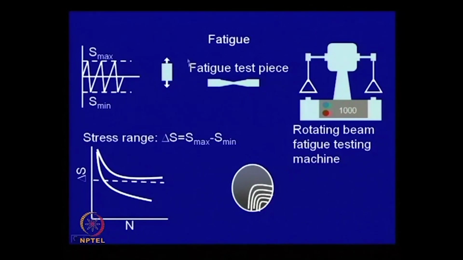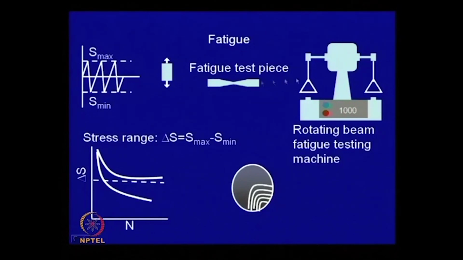And to find out the resistance to fatigue, such cyclic loading, the simplest test is the rotating beam fatigue testing, and machines are available for it, which is schematically shown here. There is a motor on which a standard test piece is mounted. The test piece is something like this. It has a reduced section over here.